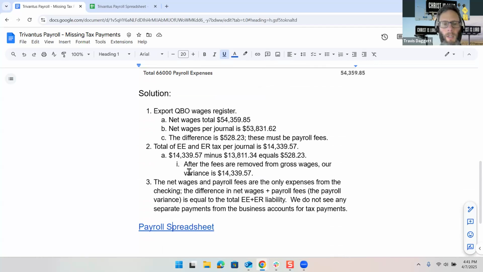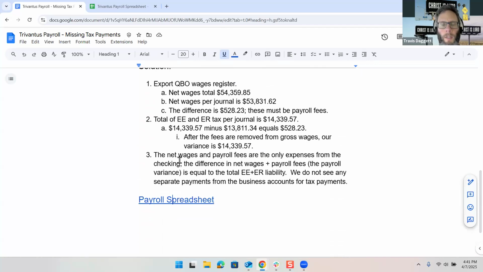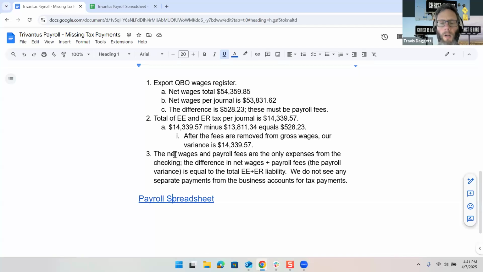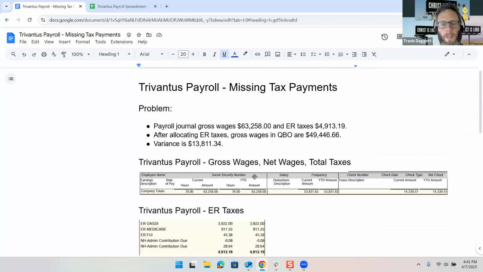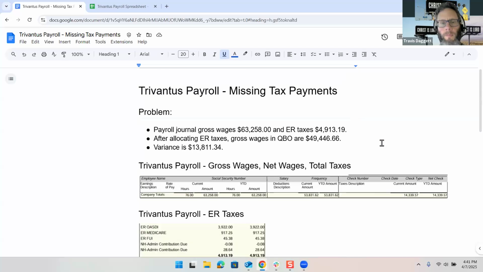So the conclusion is the net wages and the payroll fees are the only expenses from checking that are showing in checking. And the difference is equal to the total employee and employer payroll tax liability. And we don't see any separate payments from the business accounts for tax payments. So that's what we're missing from the books. We'd expect to see those payments coming out. And that's why we have that difference.